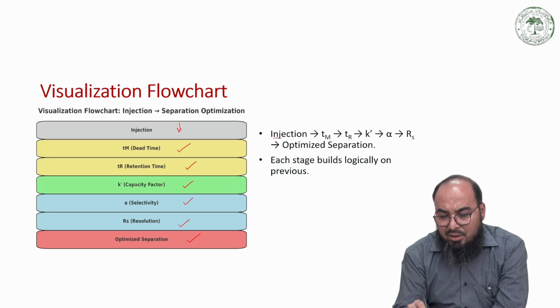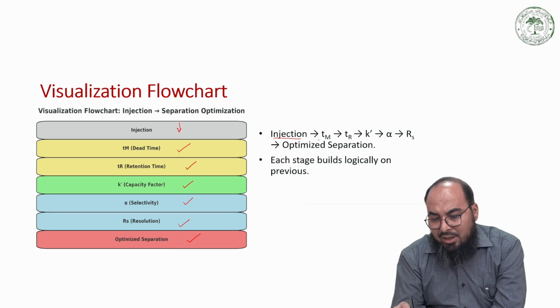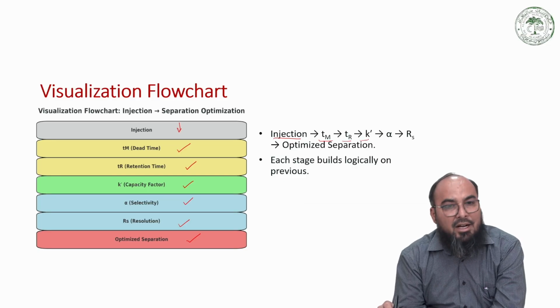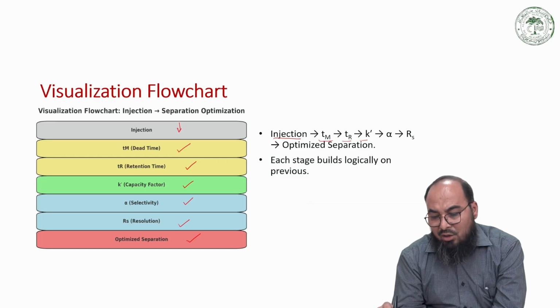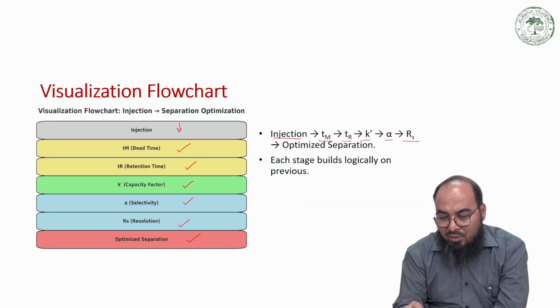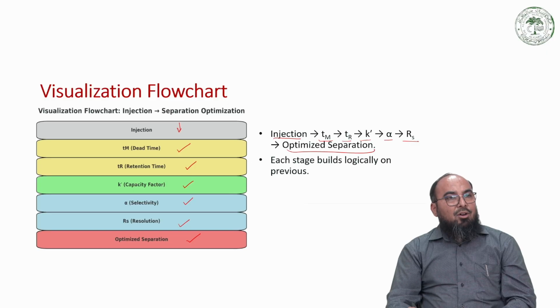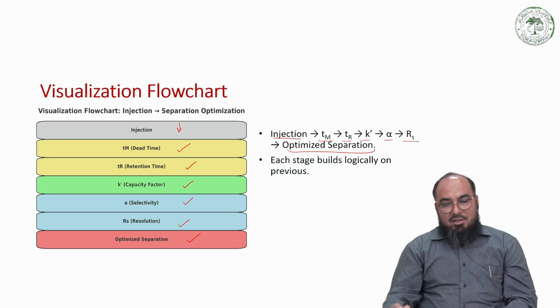So initially you carry out the injection of your compound which is to be separated, then you get the TM value, the dead time, then you get TR. On the basis of TR, you calculate K dash, because KD is not measurable directly. So you run all the data in terms of TR, then you calculate K dash, then alpha, then the resolution. And then after certain optimization, if needed, you get the optimized separation. So this is how elution chromatography works.